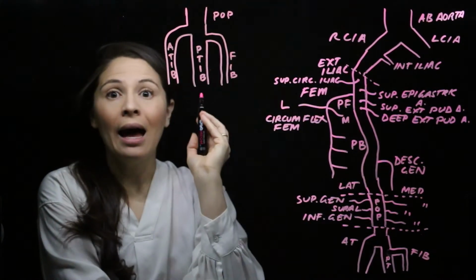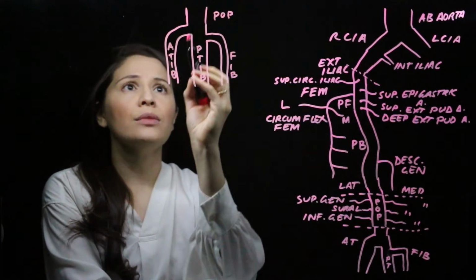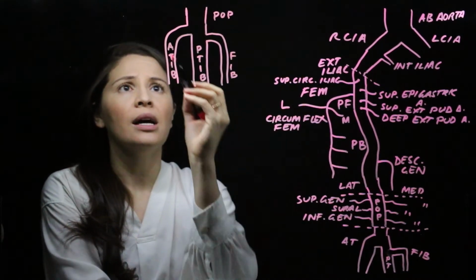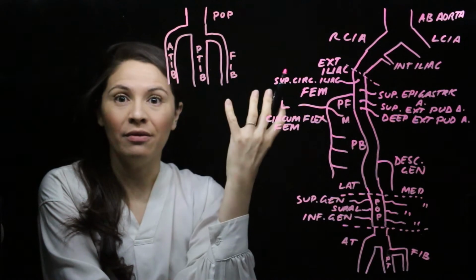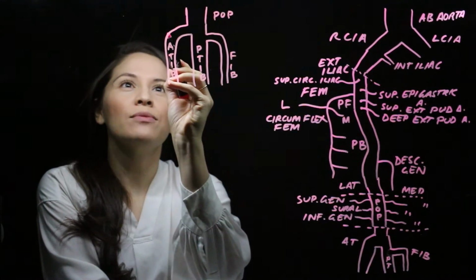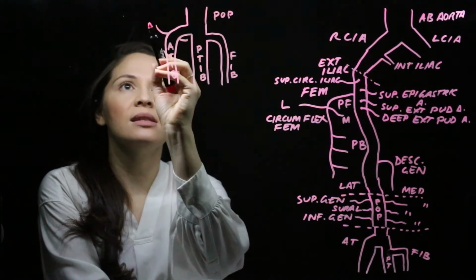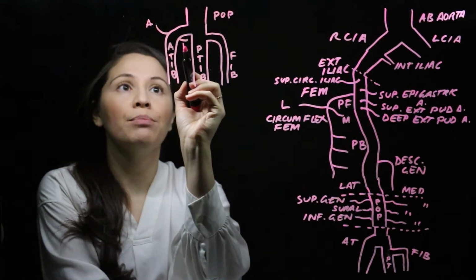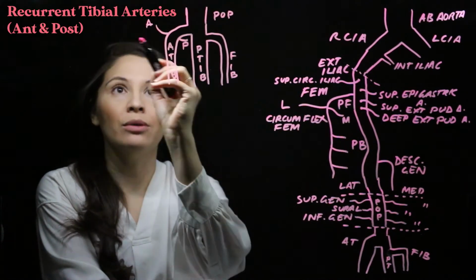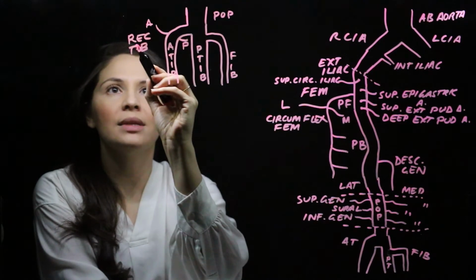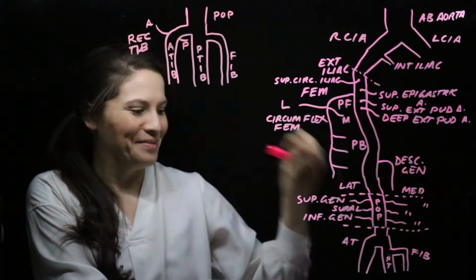Okay, so let's have a look at the anterior tibial. So as soon as the anterior tibial comes off, it's going to be running in front of the interosseous membrane. It gives off two small branches, and so this is the anterior and posterior recurrent tibial. Oh, tib, not tub, tib.